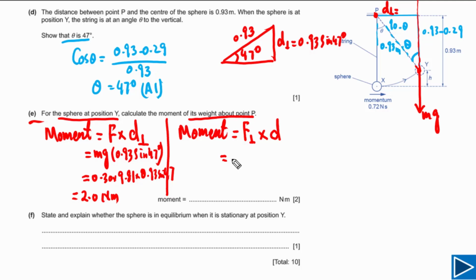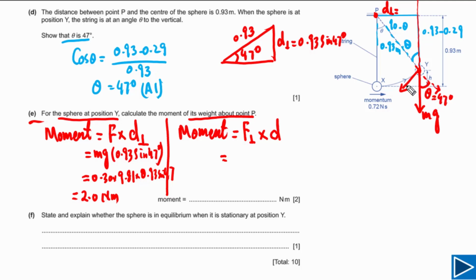And the second way to answer this one, we can resolve this weight into its components. So we can resolve into two components. There is no moment due to this component because the line of action of this component is passing through the pivot. So there is no perpendicular distance, so there is no moment due to this one. There is moment only due to this component. We need to find out this angle. Alternate angles are equal, so this angle is also theta. I mean this angle is 47 degrees.